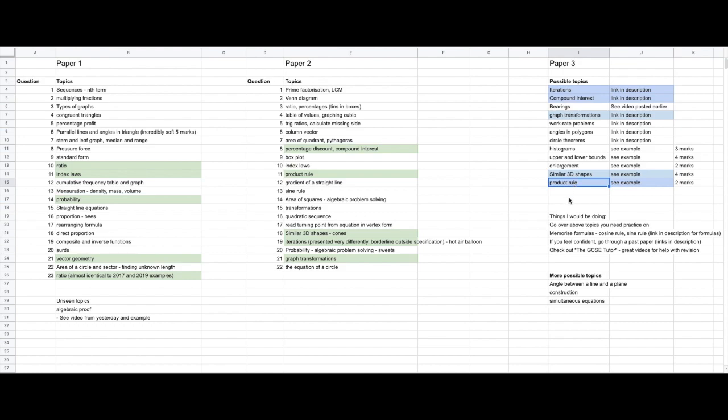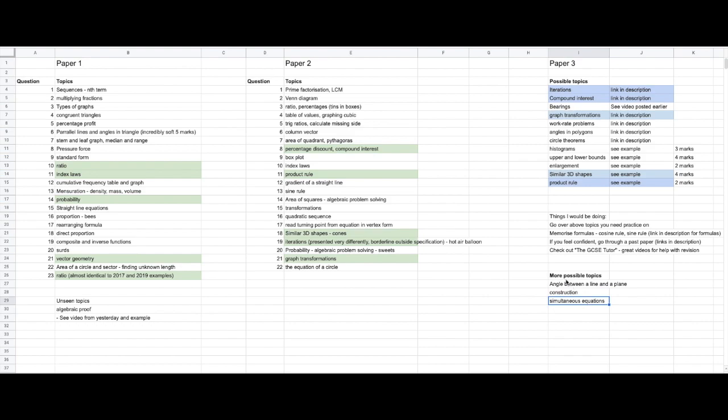Now, it doesn't mean these topics will not come up in paper 3 again. It just means that there's a higher chance, or in my opinion, it means there's a higher chance of these other topics coming up. More possible topics, angle between a line and a plane, that might come up. Construction questions where you have to construct the perpendicular bisector, or construct the bisector of an angle, things like that, where you have to get your compass out. That might come up. And then there's been no simultaneous equations questions either.